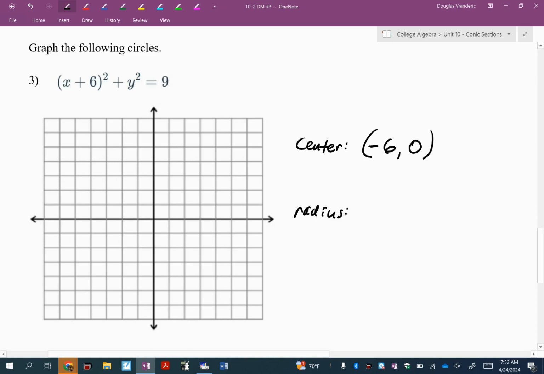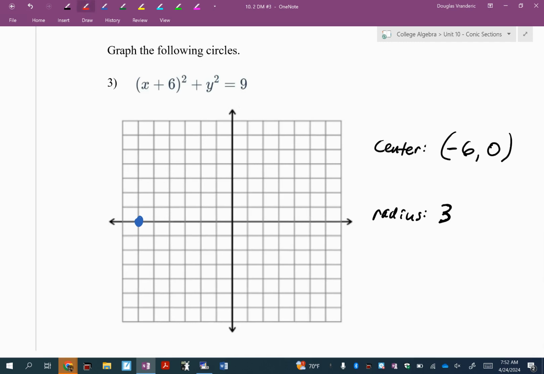All right, let's do the radius. Luke, what is the radius of this circle? 3. It's 3. Well done. The radius squared is 9, so the radius is going to be 3. All right, so let's graph that. 2, 3, 4, 5, 6. Now you'll notice you're going to go off the grid a little bit. Just do your best. That won't happen on the Delta Math.